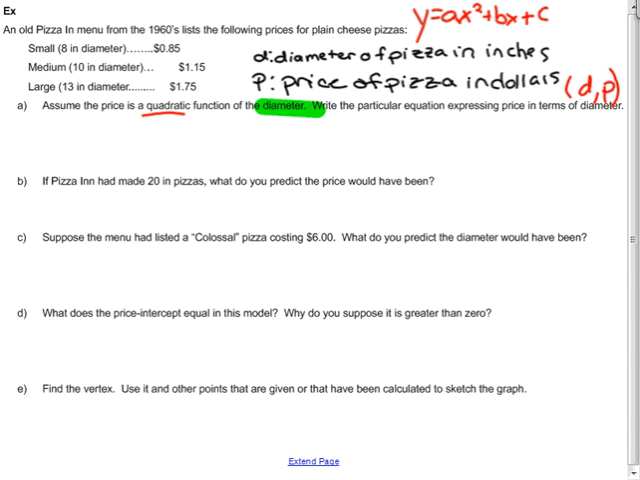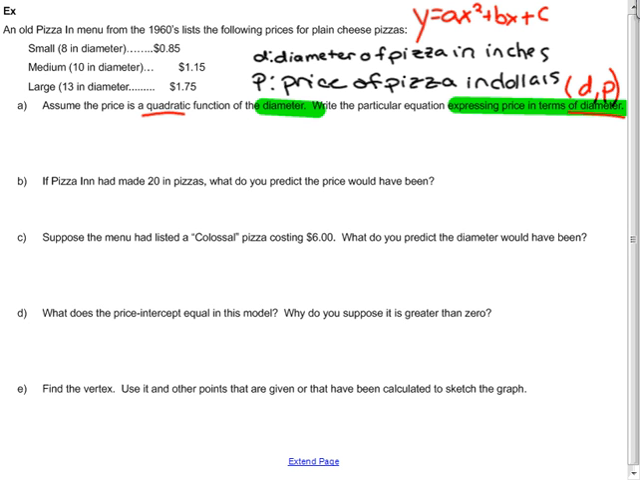Important because now we have to write our equation. The other reason I know that is it says here, expressing price in terms of diameter. The "in terms of" is your control. Diameter is your control, which means that's that quote-unquote x value. So there are a couple of ways to figure out which is my x and which is my y.